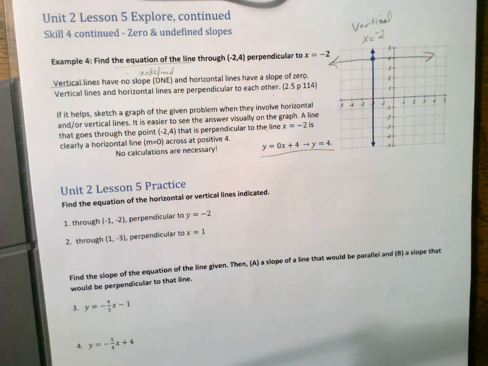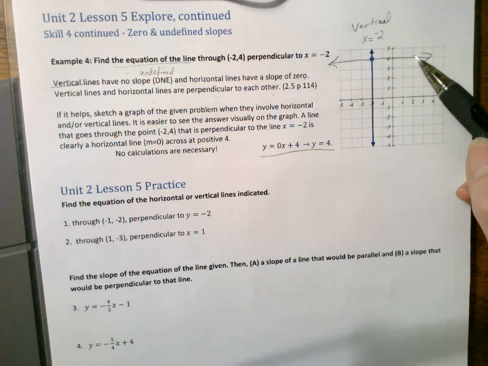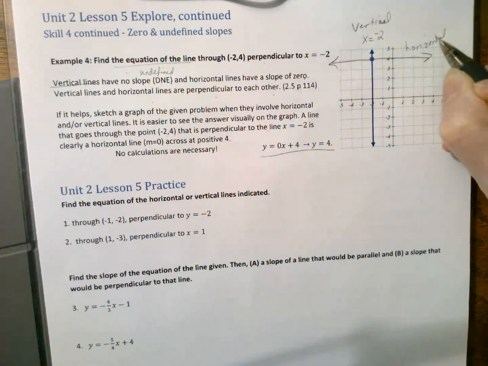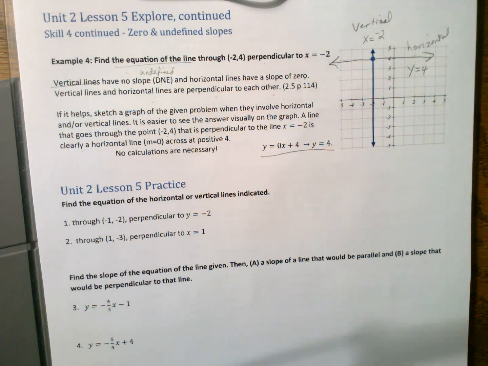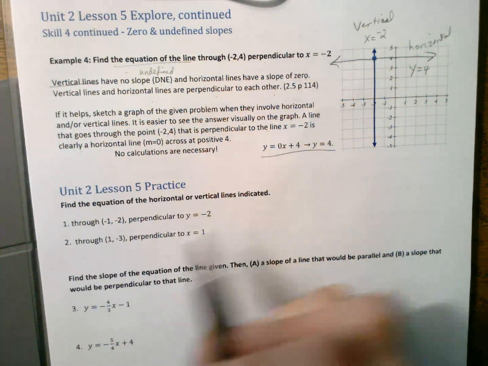So if we're looking at the equation of the line that goes through perpendicularly to the given line, it has to be a horizontal line. Okay? So find the equation of the horizontal or vertical lines as indicated.